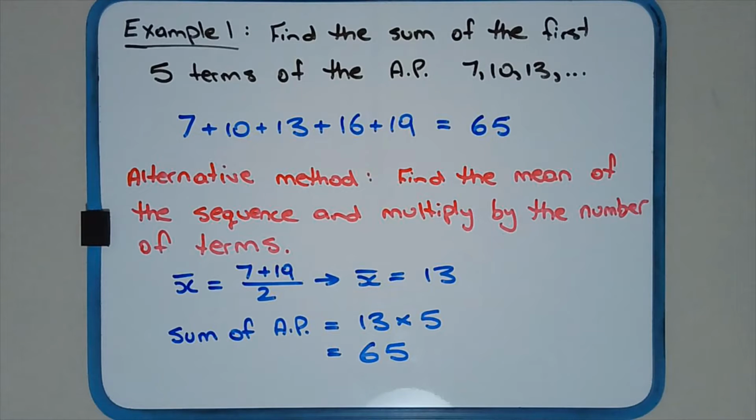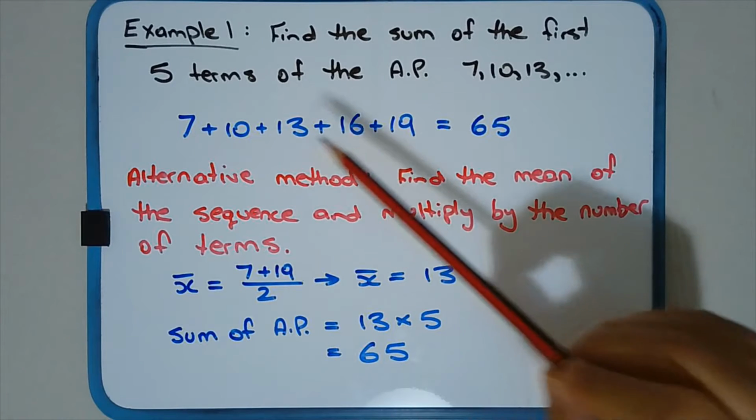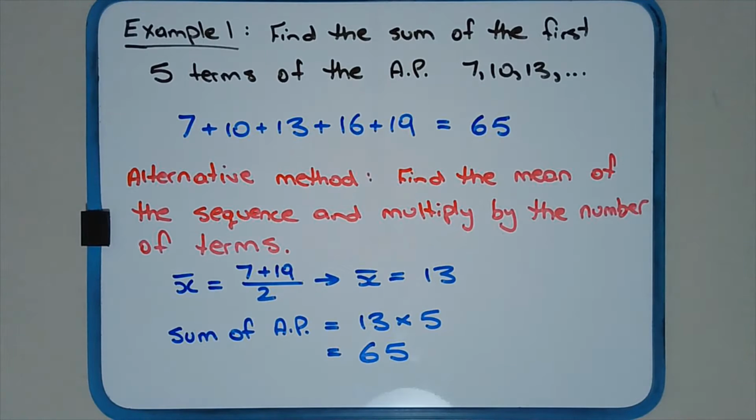Example 1. Find the sum of the first 5 terms of the arithmetic progression 7, 10, 13 and so on. Now we're only talking about 5 terms, so it's easy enough to just list the 5 terms and add them up. So 7 plus 10 plus 13 plus 16 plus 19 equals 65.